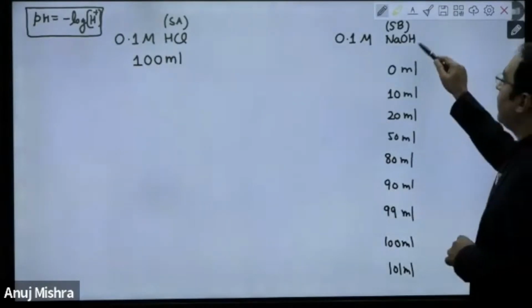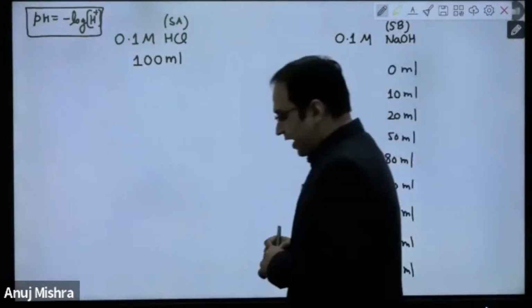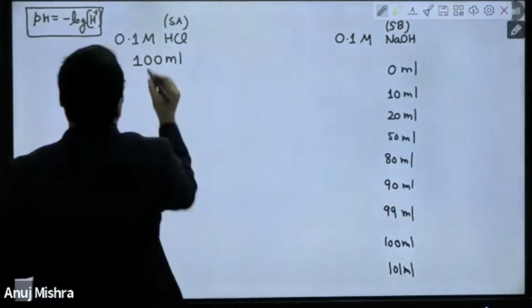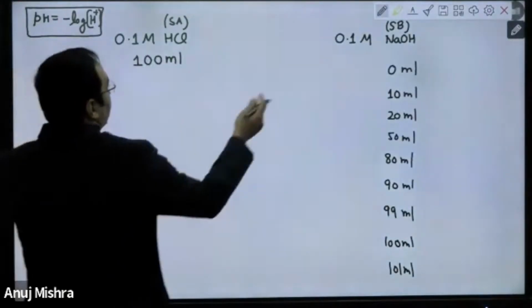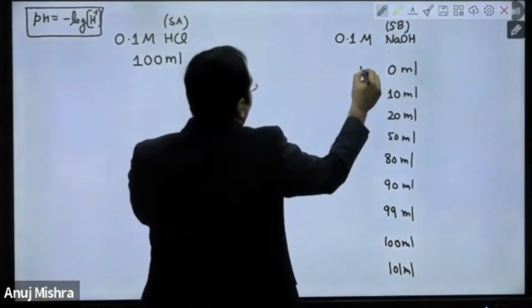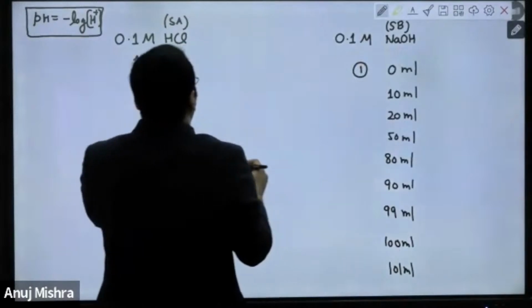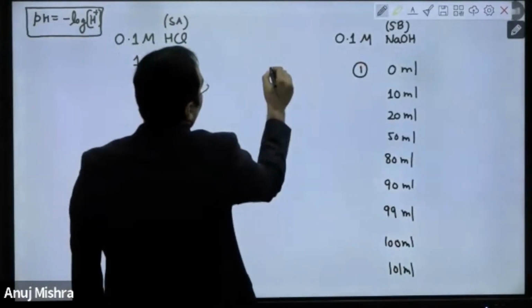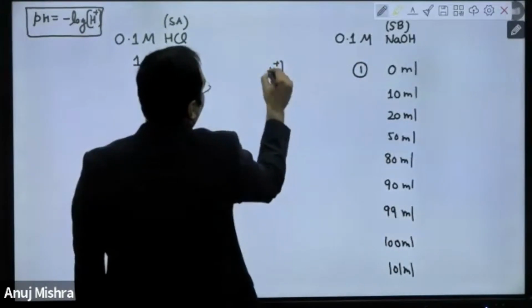So if you have 0 ml of NaOH, what do we have? We have just HCl and that too 0.1 molar HCl. Okay, and 0 ml of NaOH. So case number 1 को solve करते हैं पहले. Case number 1. What will be H plus concentration in the solution? Everybody, how much is H plus concentration?